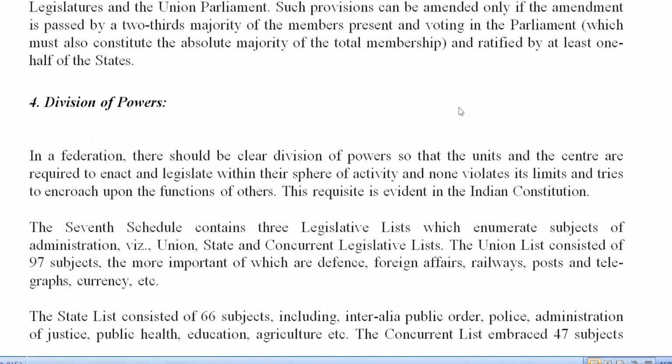Fourth one is division of powers. In a federation, there should be clear division of powers so that the units and the center are required to enact and legislate within their sphere of activity, and none violates its limits and tries to encroach upon the functions of others. This requisite is evident in the Indian Constitution.